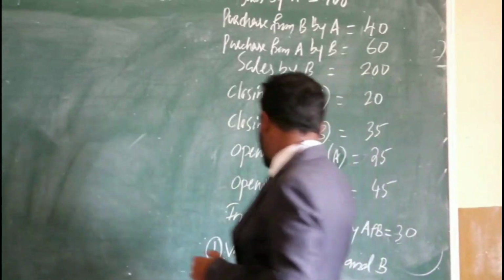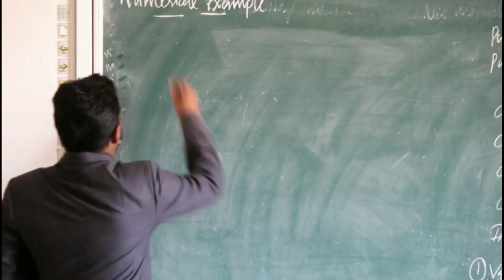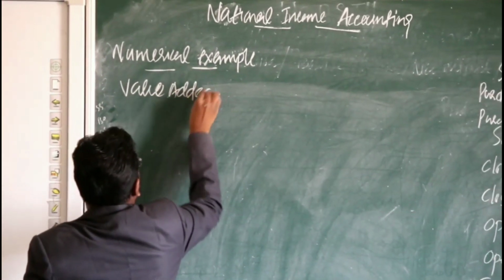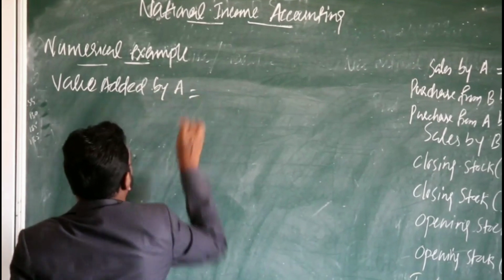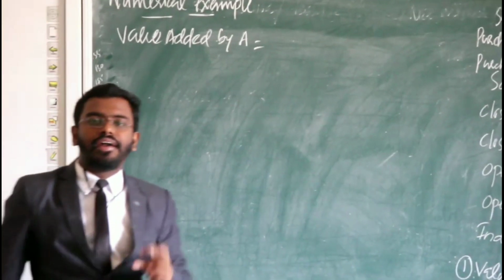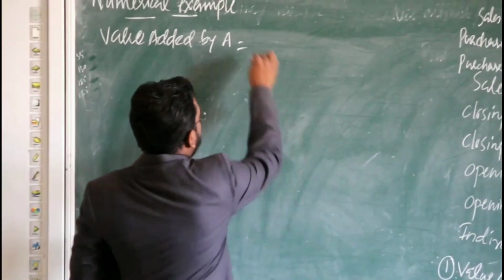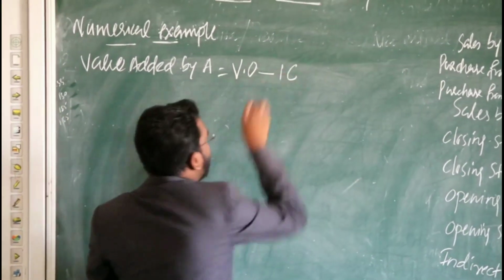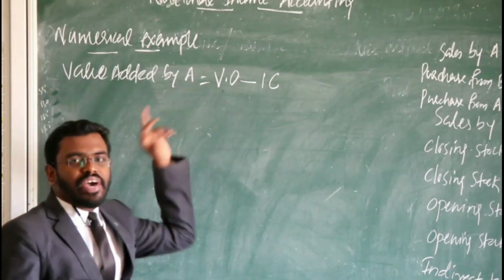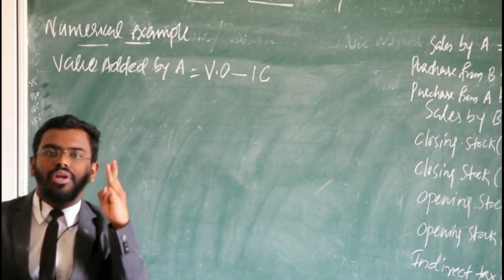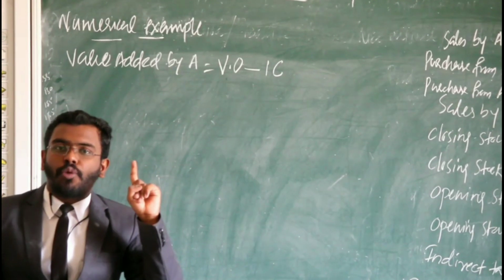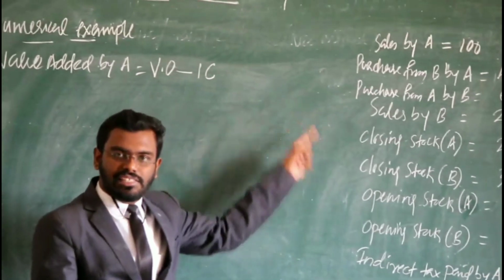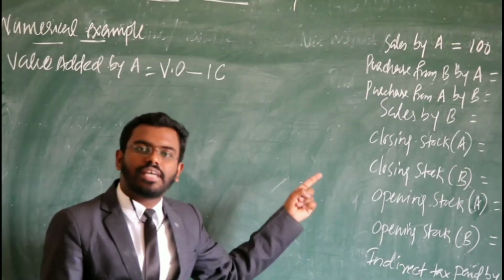So firstly we can calculate value added by firm A. What is the formula of value added? Value added is equal to value of output minus intermediate cost. For calculating this value of output, we can use three formulas. One is value of output is equal to price into quantity. We cannot use this formula in this example because price and quantities are not given.